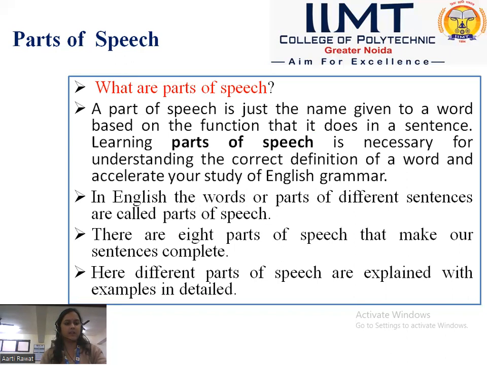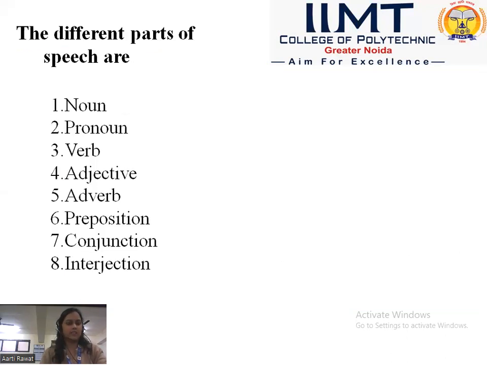There are 8 types of parts of speech in the English language. In English, the words or parts of different sentences are called parts of speech. There are 8 parts of speech that make our sentence complete. Here, different parts of speech are explained with examples in detail. So, noun, pronoun, verb, adjective, adverb, preposition, conjunction, and interjection. These are the different parts of speech.